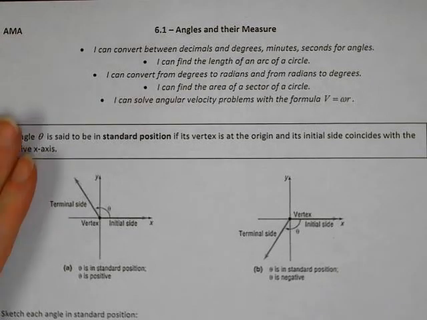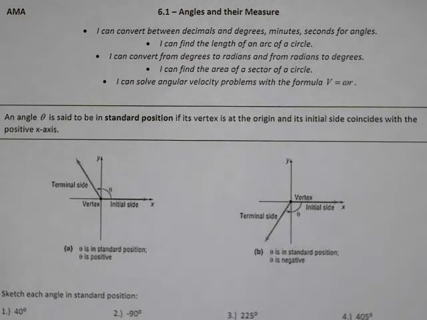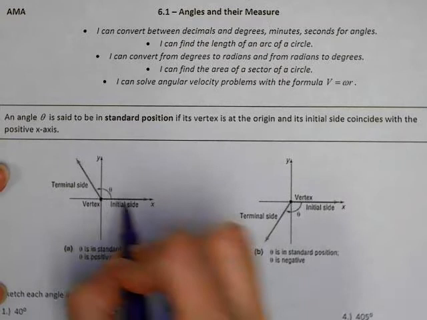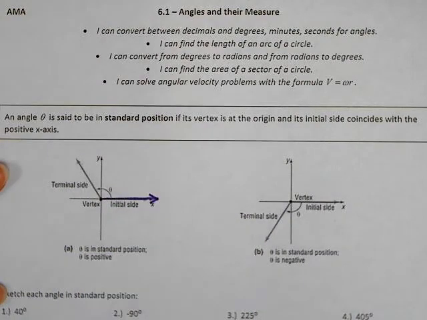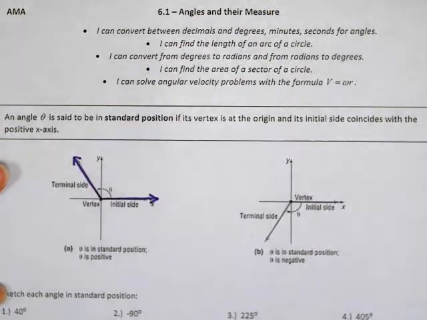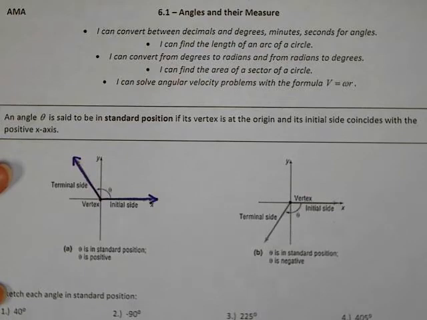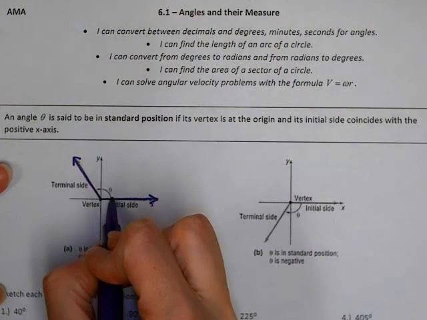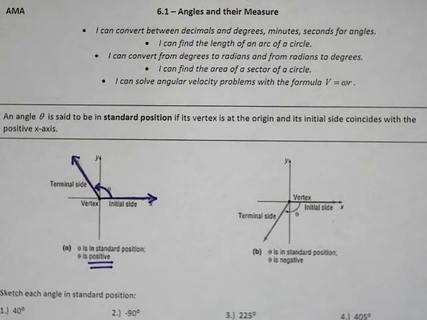Okay, so first of all, let's talk about angles. When we say an angle is in standard position, its vertex is at the origin, its initial side is always on the positive x-axis, and its terminal side can be anywhere else. So this would be an angle in standard position. If it is going counterclockwise, we call it a positive angle.